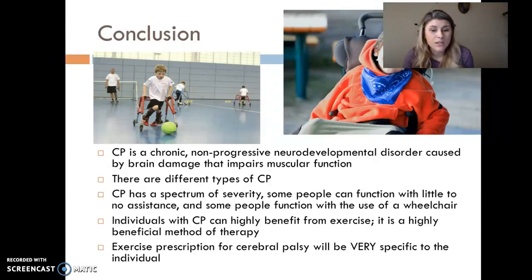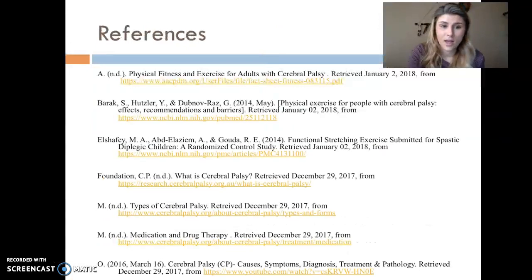Individuals with cerebral palsy can highly benefit from exercise. It's a very beneficial method of therapy for them, like physical therapy and occupational therapy. And exercise prescription for people with cerebral palsy will be very specific to the individual because they're all very different from one another. And those are some of my references.